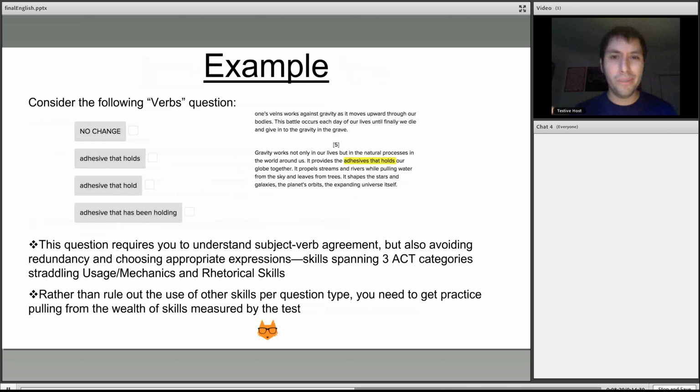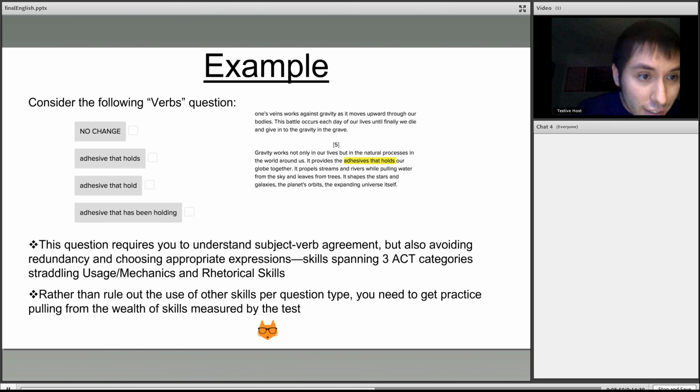So, for example, consider the following verbs question. You've got here a portion of a passage that's highlighted. In the test, you'd see it underlined, and different answer choices that you would consider upon looking at this question. Now, to figure out which of these is correct, you'd have to understand subject-verb agreement, but also avoiding redundancy and choosing appropriate expressions, so that you avoid the choice that means the same as "adhesive that holds," "adhesive that has been holding." You would have to know to avoid redundancy, for example.